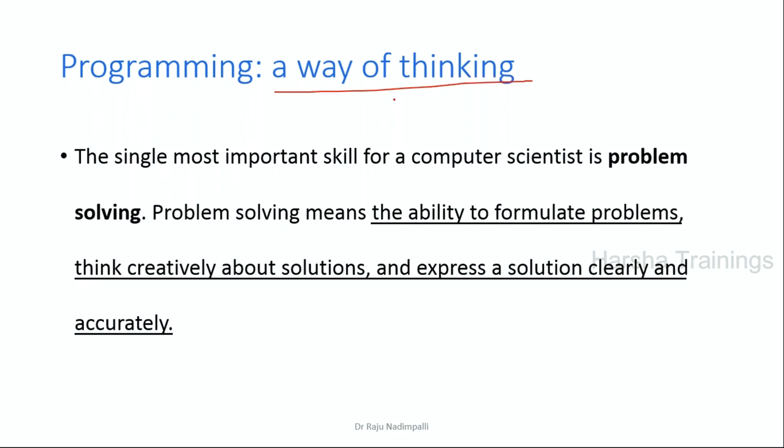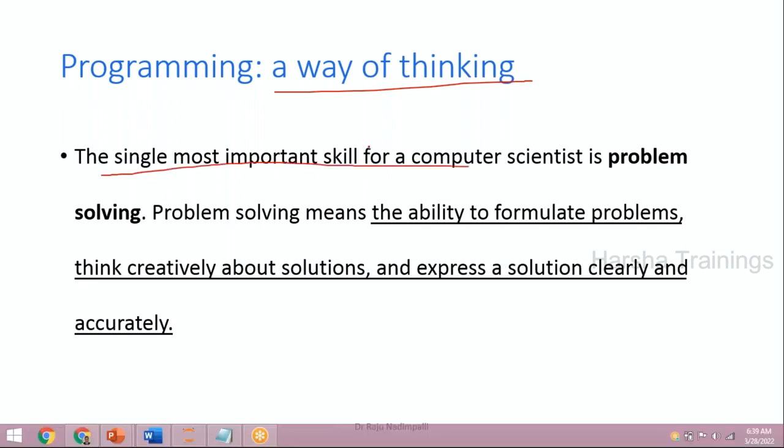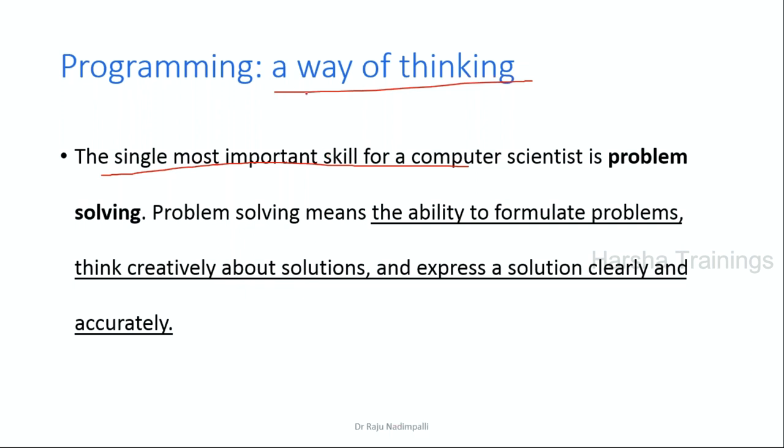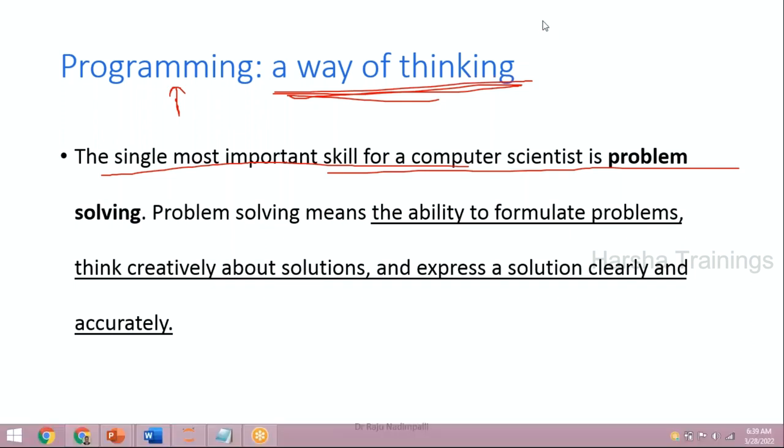For example, if I want to write a program, every programmer should do this process before writing a program. Programming is a way of thinking. That means the most important skill of a computer programmer is problem solving. We are going to write a program to solve a specific problem.